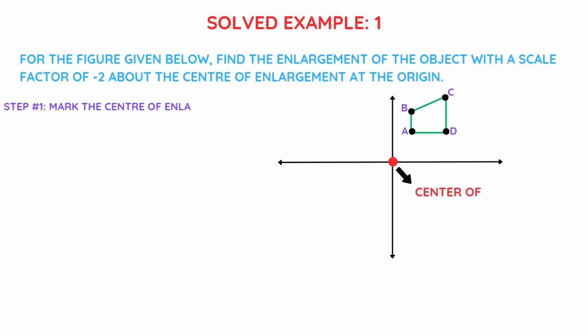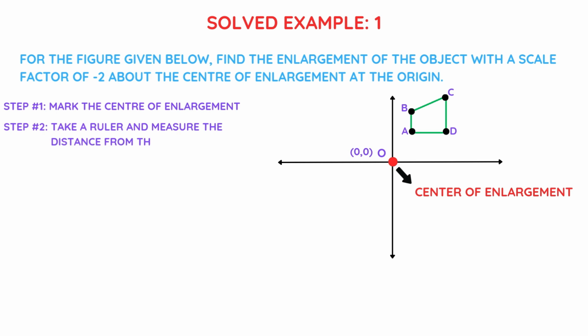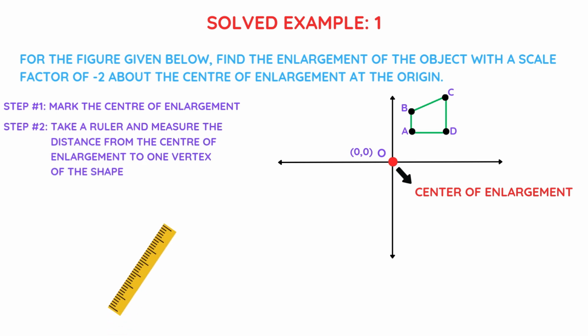Step number 1 is to mark the center of enlargement. In this case, it's the origin, 0, 0. For step number 2, take a ruler and measure the distance from the center of enlargement to one vertex of the shape. Let's call this vertex A. Suppose the distance from the origin to A is 5 centimeters.